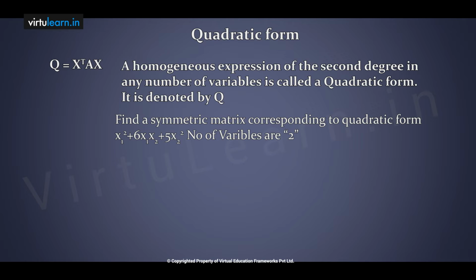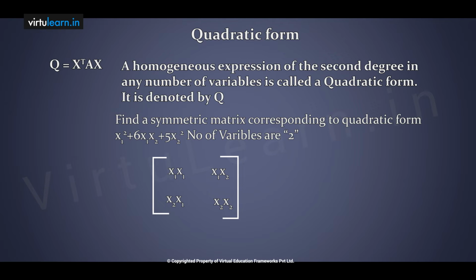Means the power of each and every term is 2. Then that expression is called quadratic form, a homogeneous expression of degree 2. Consider a 2 by 2 matrix. First one you write only x1. The next, x2. In place of first row first column element you write x1. Next x2. Again in the next row x1 x2. After that you fill up x1 x1.